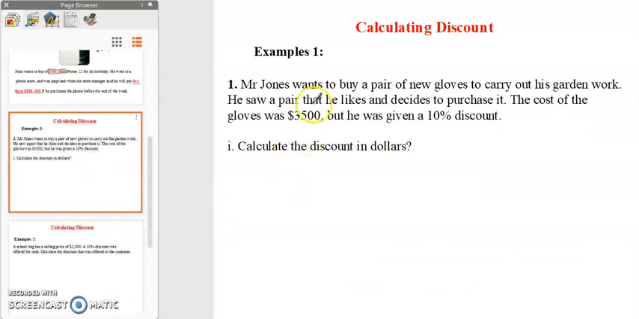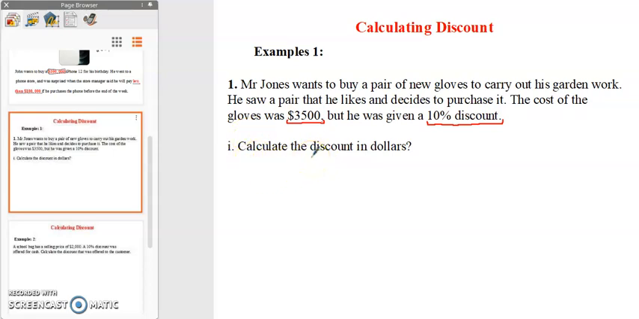Alright, so in this case, Mr. Jones wants to buy a pair of new gloves to carry out his garden work. He saw a pair that he likes and decides to purchase it. The cost of the gloves was $3,500, but he was given a discount of 10%, or given a 10% discount, right? So obviously this is a discount question. So this is being asked now, calculate the discount in dollars.